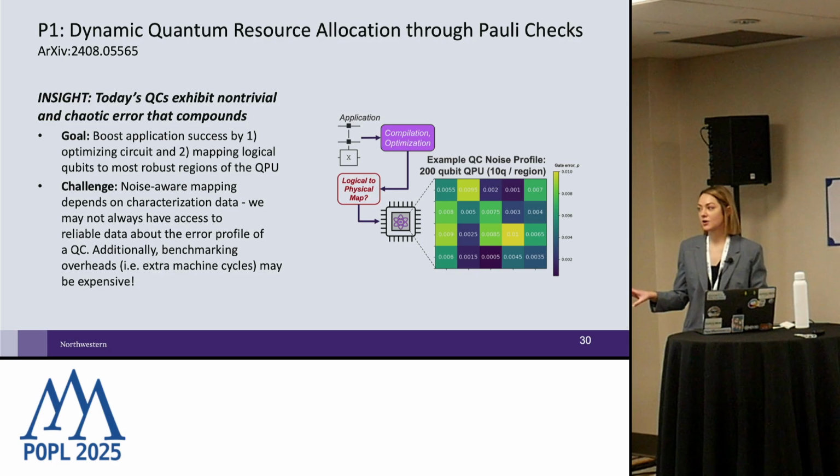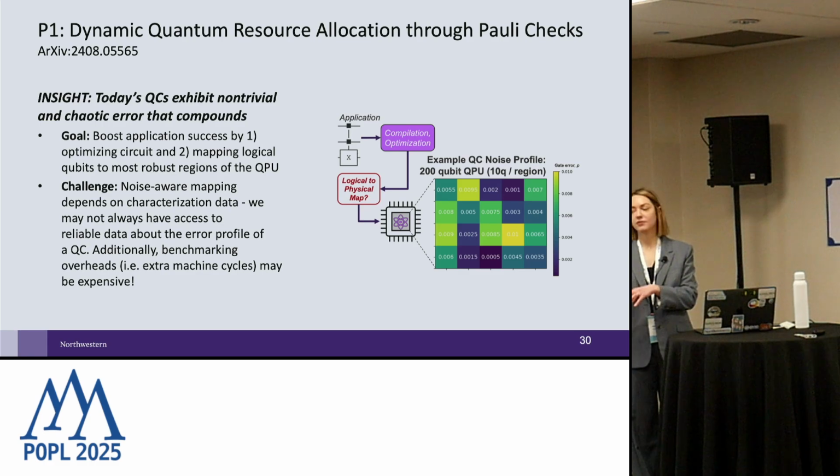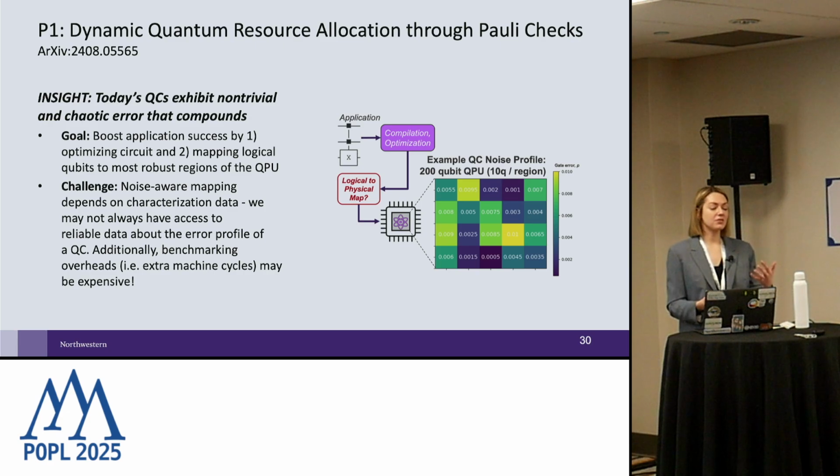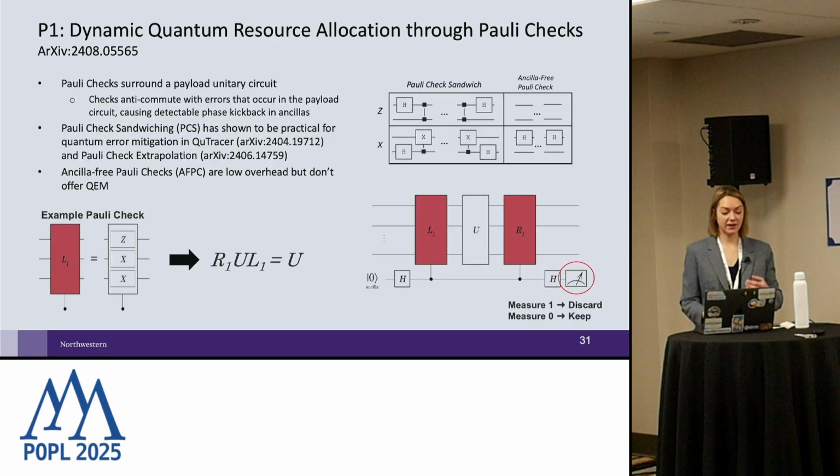And while there's been prior work implementing lightweight benchmarks that allow us to learn the error profile of a machine and quickly apply that to compilation, that comes at the cost of extra overhead in terms of machine cycles. So that might be a little expensive, especially with quantum hardware being so expensive to access.